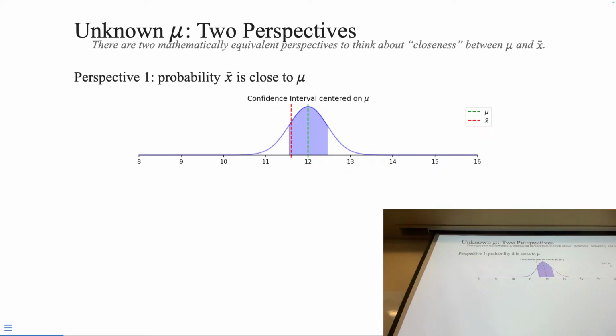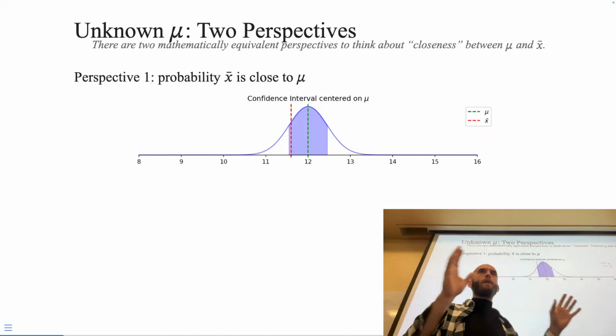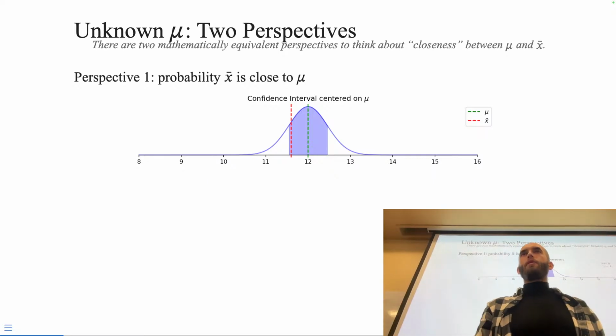Well, if we know sigma, we know how wide the confidence interval is. So instead of asking, is x bar within a confidence interval around mu, we can ask, is mu within that same confidence interval, but centered on x bar? So if we know sigma, we know what the standard error is. So we can just flip the perspective.